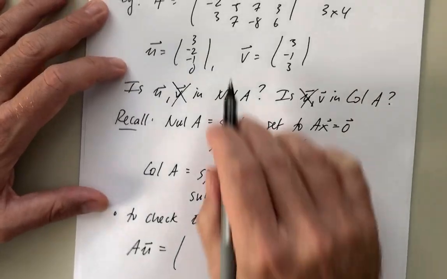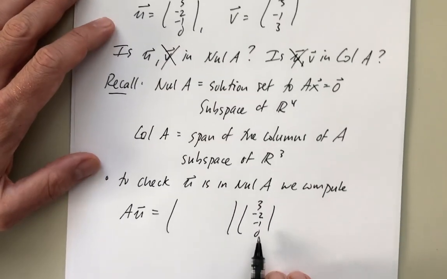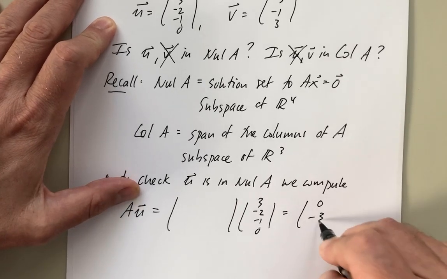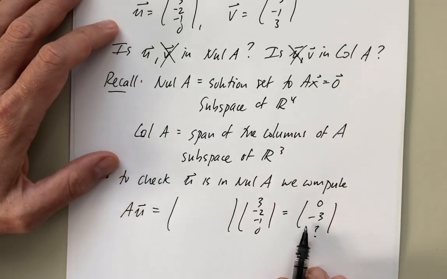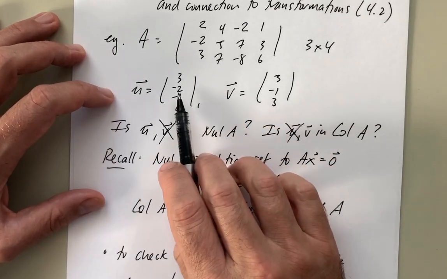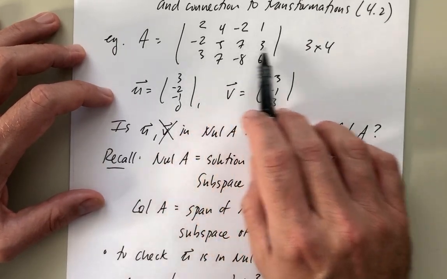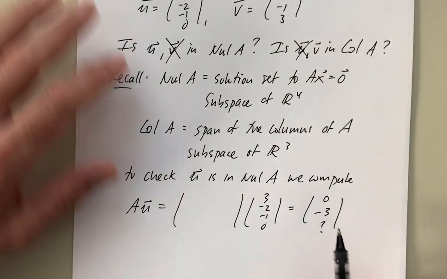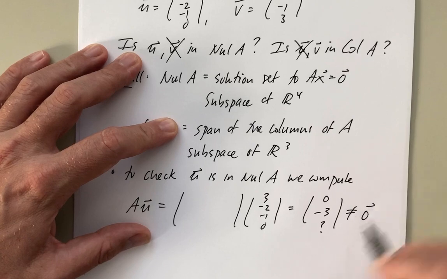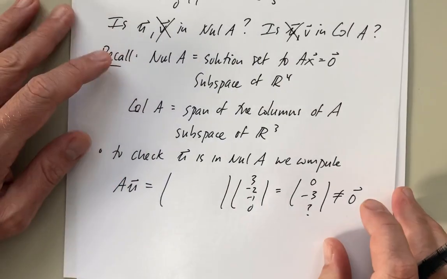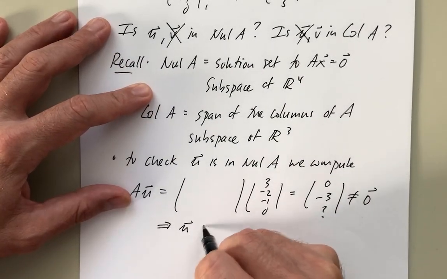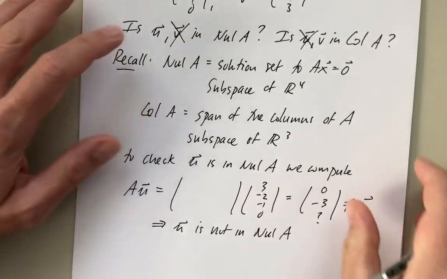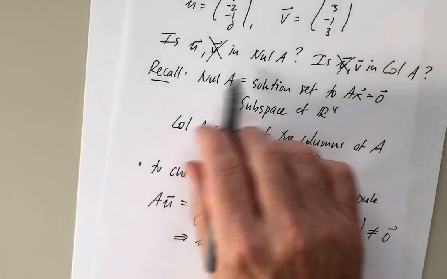But if you take A, that's given up here, and you multiply it by U, what you get is, in this case, the first entry is 0, but the second entry, it turns out, is minus 3. So again, if you take A times U, you'll see that taking the second row, dotting it with the vector U, you get minus 3 in the second entry, which means I don't care what's in the third entry. This is not the 0 vector, which tells me that U is not in the null space of A. Okay, so that answers the remaining question on this side.